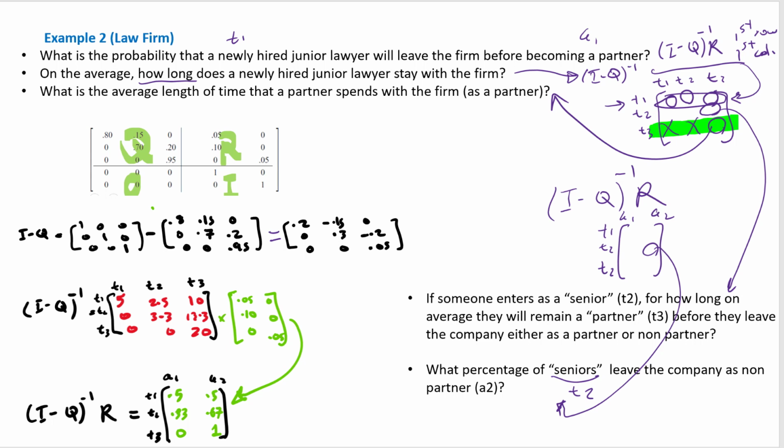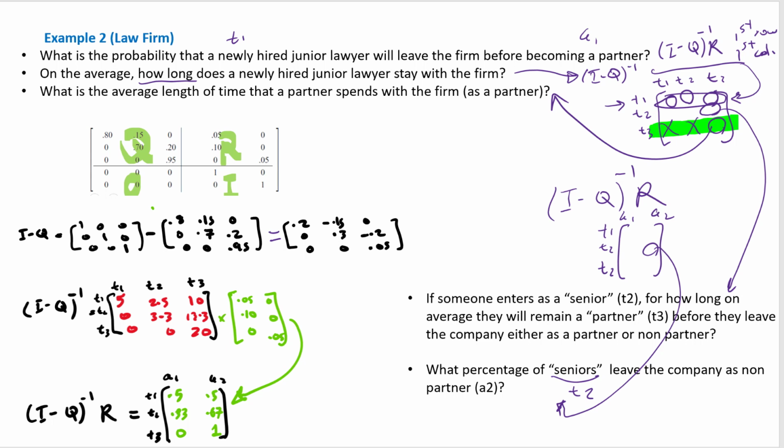Alright, once I get the inverse of I minus Q, which are these numbers in red, I'll be able to answer these questions, the second and third, which are asking about how long a newly hired junior lawyer stays with the firm. Basically, sum of 5, 2.5, and 10. Basically, 17.5 years they all stay with the firm, juniors, on average, based on this transition probability matrix that we have.